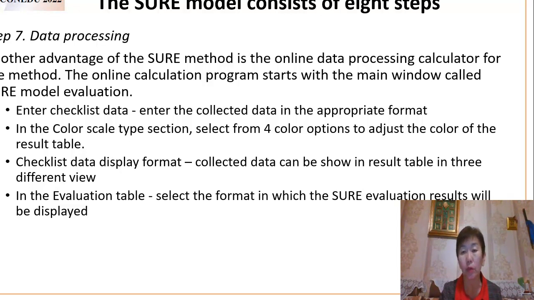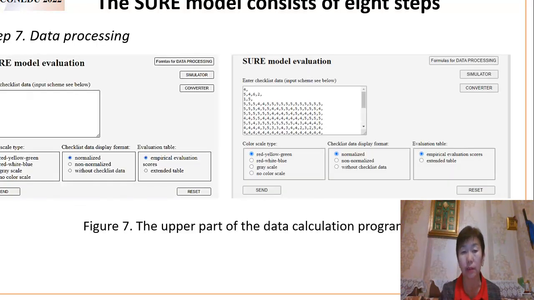Checklist data display format. Collected data can be shown in the results table in 3 different views. In the evaluation table, select the format in which the SURE evaluation results will be displayed. This figure is the upper part of the data calculation program.